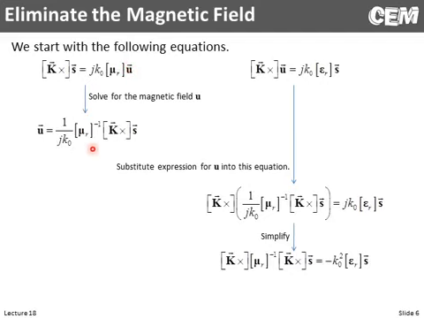We end up with this equation. Now we'll take this expression for u and plug that in up here to replace u. And what we have is a big ugly matrix equation now that only contains s. So do a little bit of algebra and simplify it down. And here we are. This is the fully three-dimensional matrix wave equation for the electric fields.